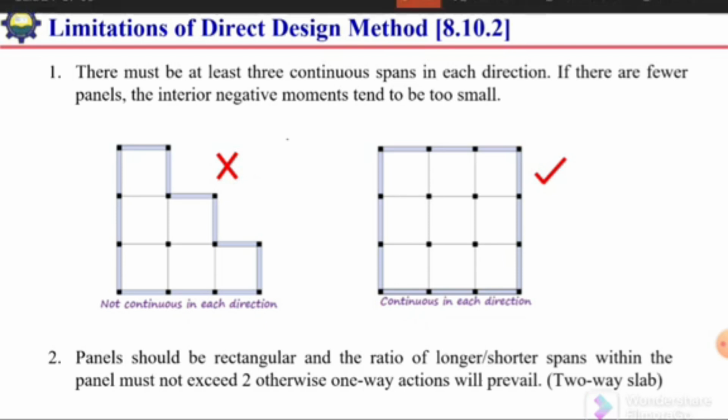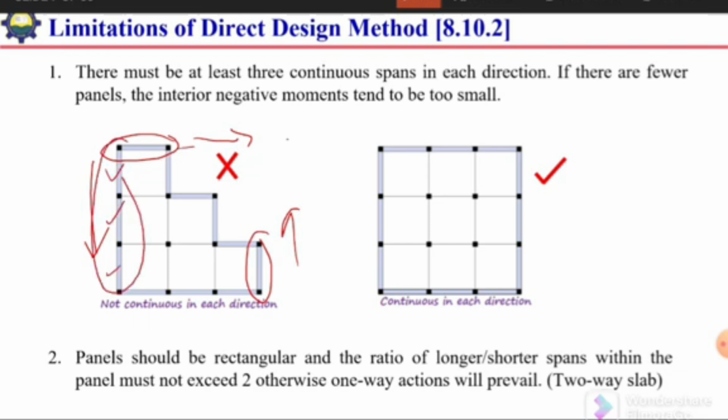So we can see in this picture, in the first we have only one panel, one span, here again one span in this direction, here one span in this direction, but here we have 3 consecutive spans. So the limitation is there should be at least 3 consecutive or 3 continuous spans. So in this direction this is okay, but here it is not okay.